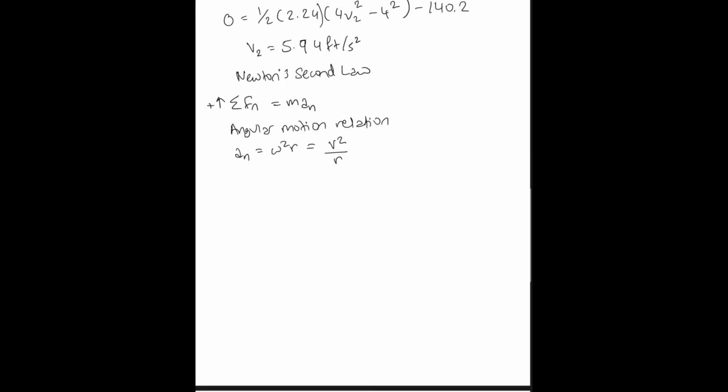With our angular motion relation equations, we know that a_n is equal to omega squared r, or v squared over r. So when we plug in our known values for v and r, 5.94 squared over 1.5, we get the normal acceleration equal to 23.5 feet per second squared.